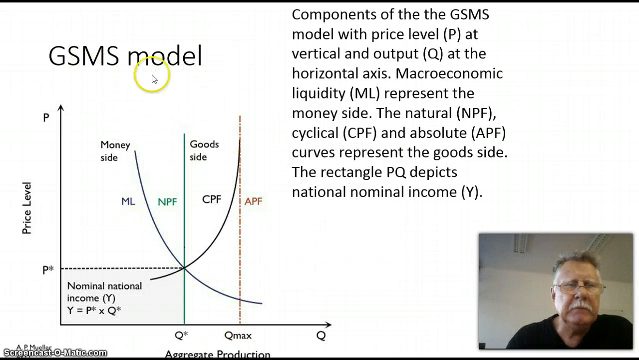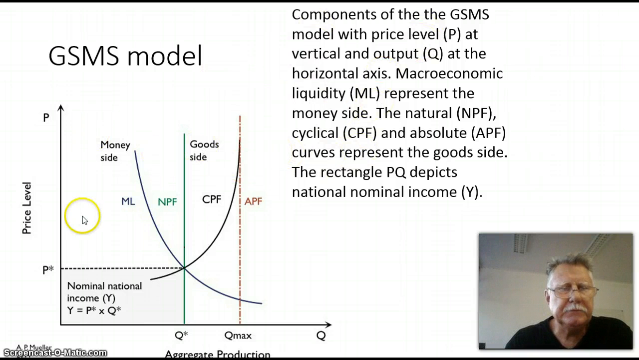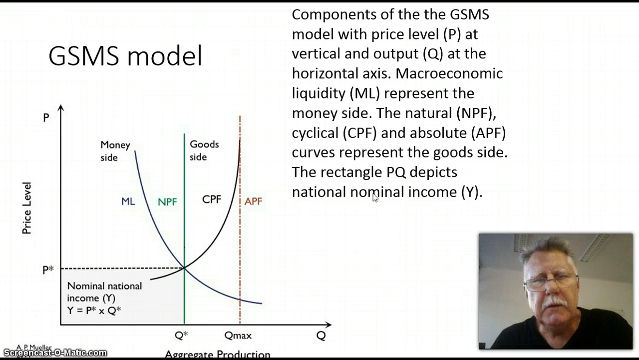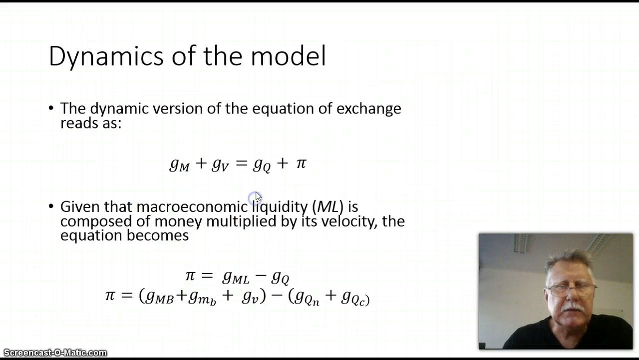Now this is the GSMS model. The components: we have the price level, we have the output on the horizontal axis, macroeconomic liquidity, natural production frontier, absolute production frontier, and the cyclical production frontier. And besides, there is also nominal GDP, the nominal national income. So we have quite a host of macroeconomic variables present in the model.